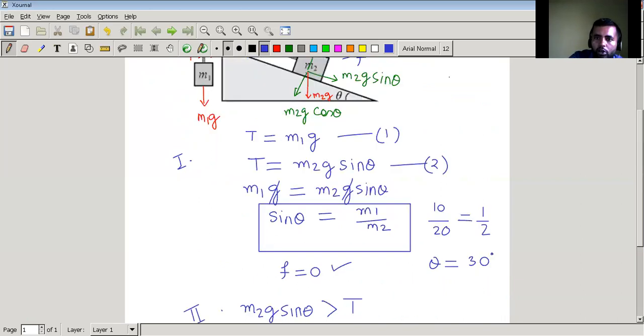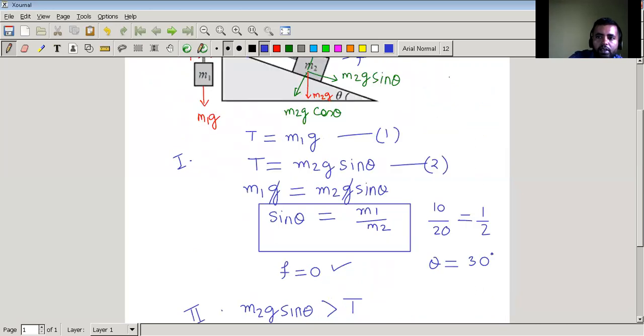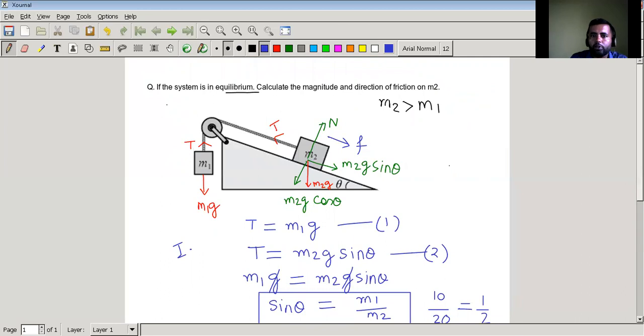So for the equilibrium of the system, you can see that the tension is always positive, and for friction, this term should be greater than this in this case. And so on. So this is the problem of the inclined plane and equilibrium.